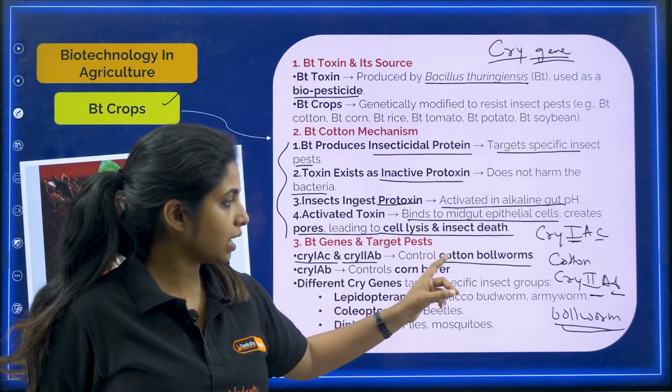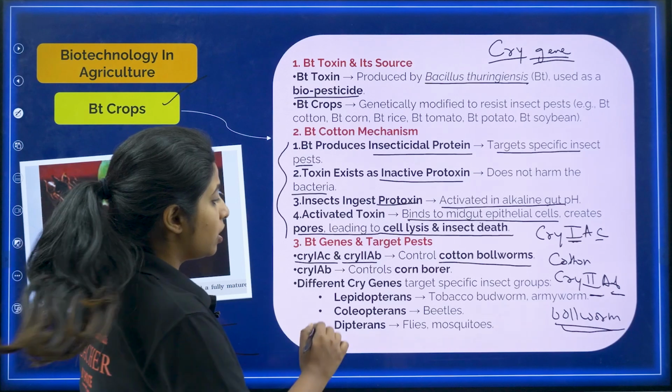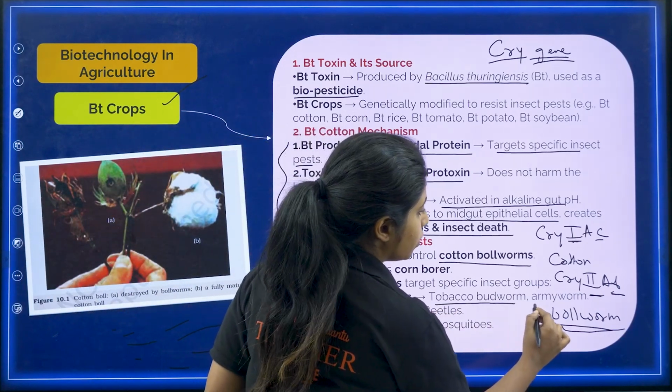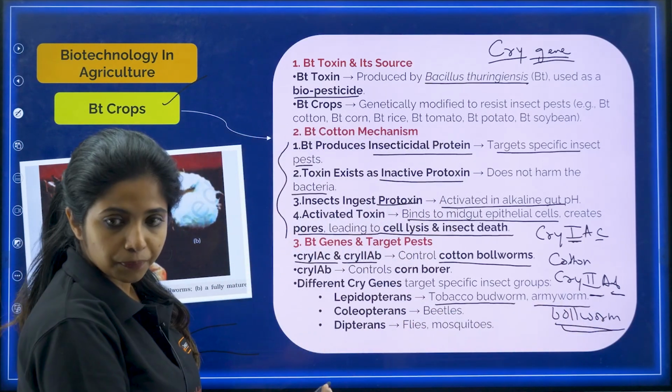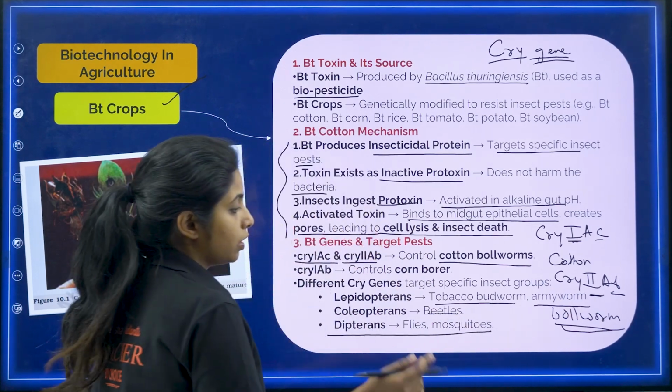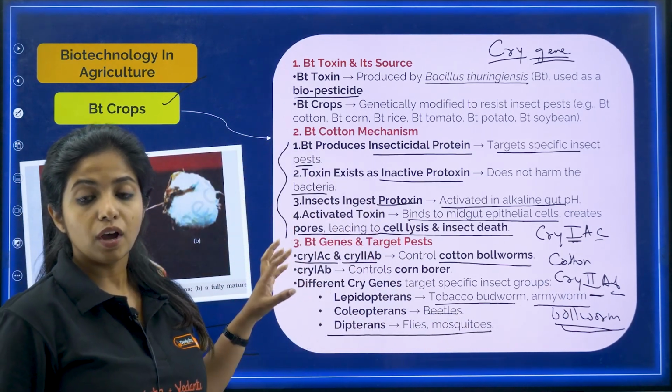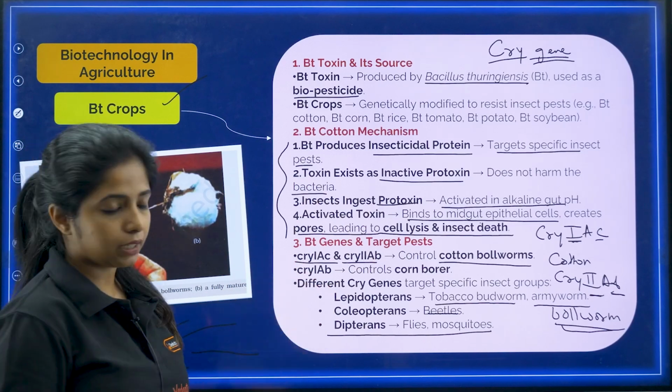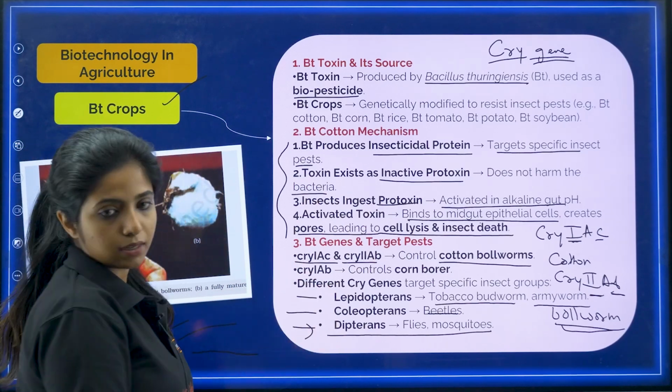So different cry genes, as I said, target different insect groups. For lepidopterans such as tobacco budworm and armyworm, there are different ones. For coleopterans like beetles, there are different ones. For dipterans like flies and mosquitoes, there will be different ones. So there are different groups of organisms it is going to target: lepidopterans, coleopterans and dipterans.